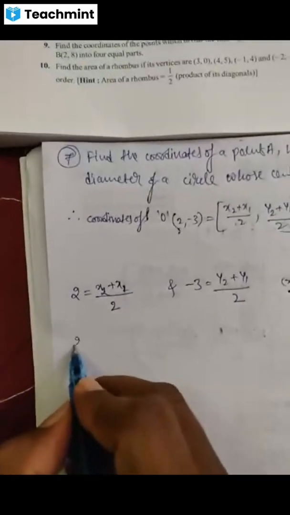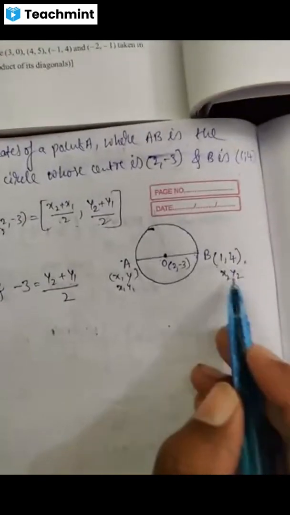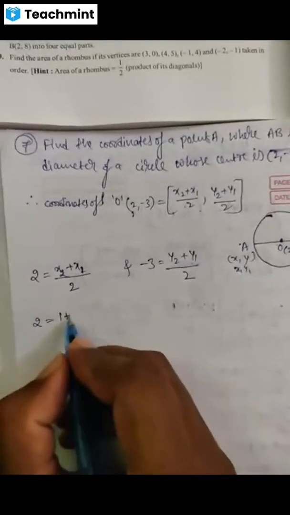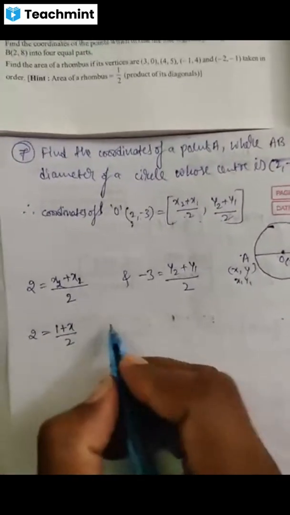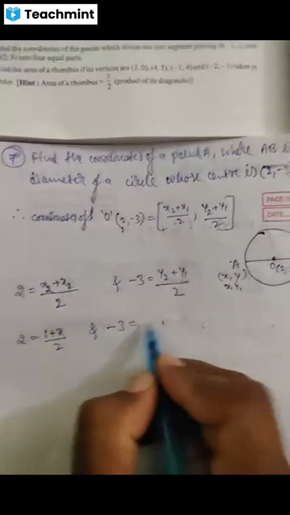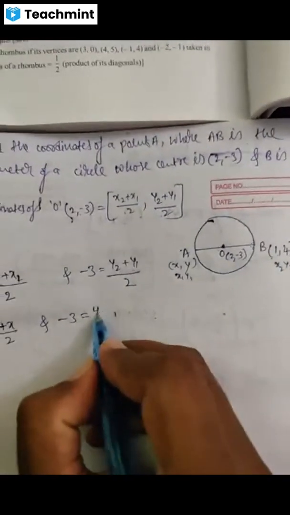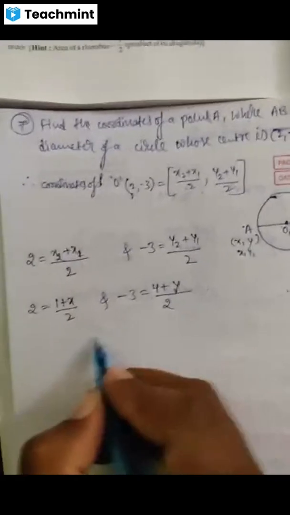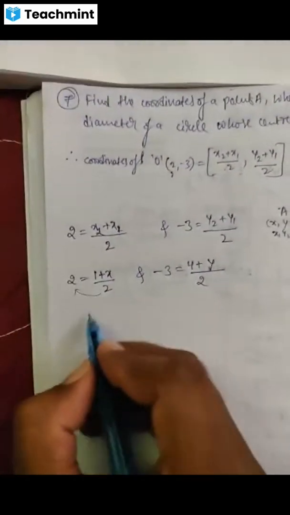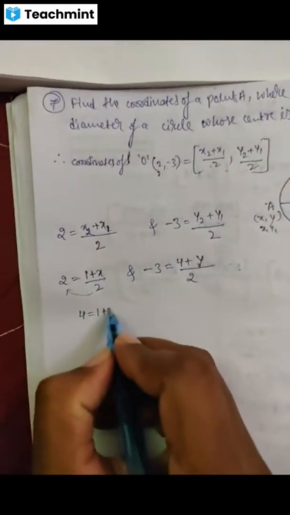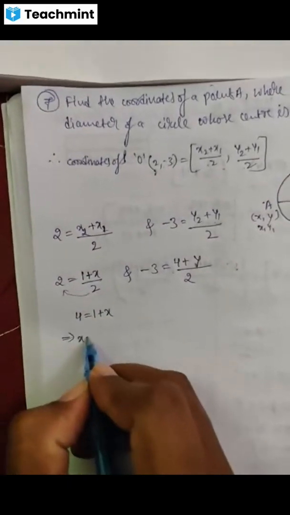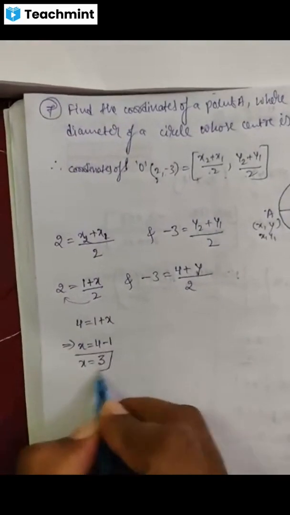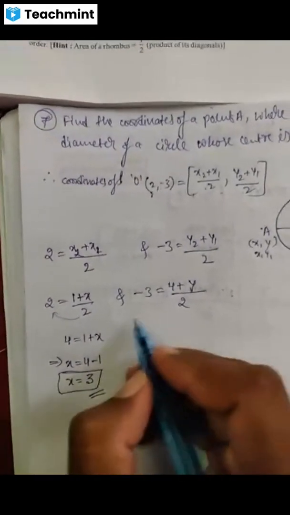See here, 2 is equal to, what is x2? x2 is here 1. Okay, what is x1? x1 is x itself, divided by 2, and -3 is equal to, what is y2? y2 is 4 plus y1, which is y, divided by 2. So by cross multiplication, 2 twos are 4 is equal to 1 plus x. That implies x is equal to 4 minus 1. So x is equal to 3. So the x coordinate is 3.